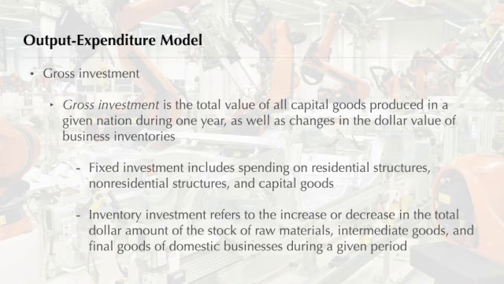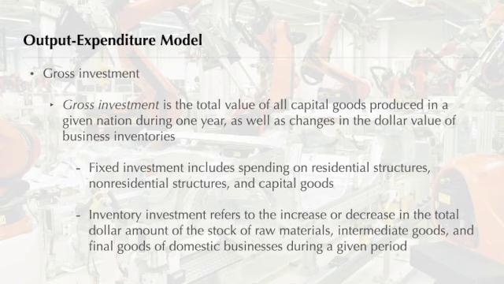Real investment is the use of money to produce new capital goods. The results of this real investment, the capital goods produced, are measured as gross investment, which is the second part of GDP. Gross investment is the total value of all capital goods produced in a given nation during 1 year, as well as changes in the dollar value of business inventories.